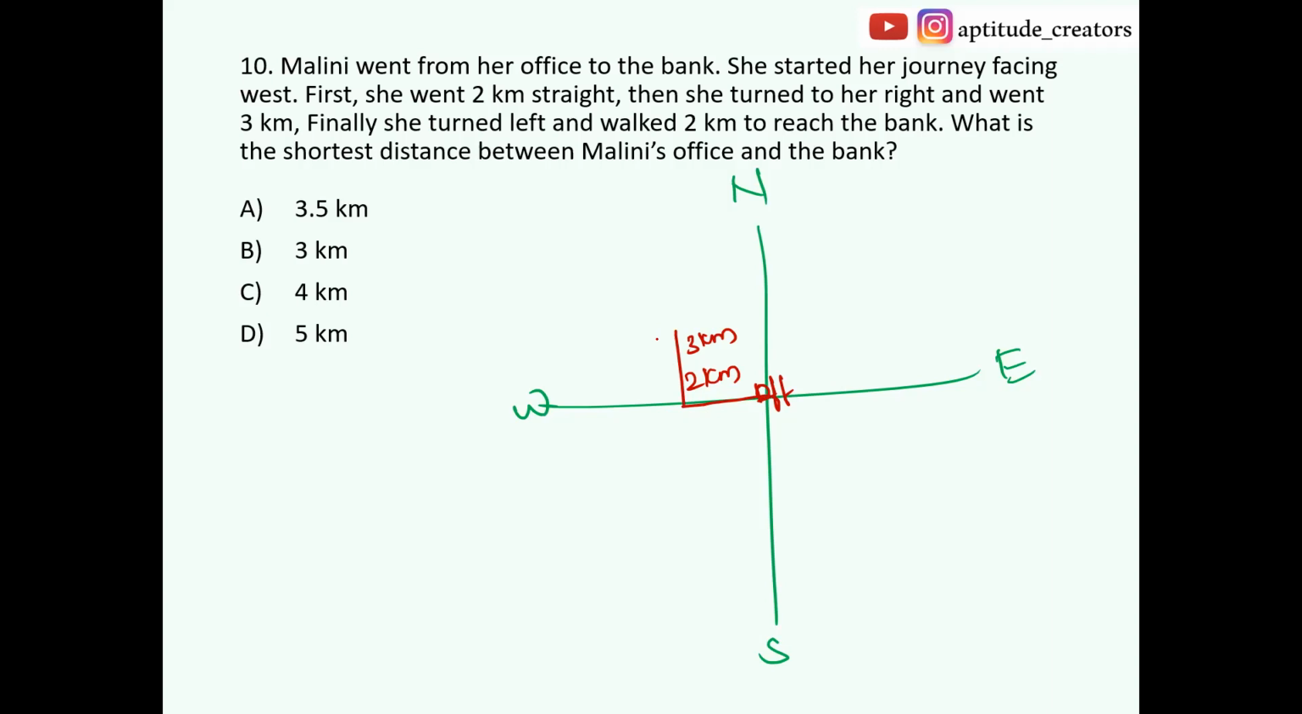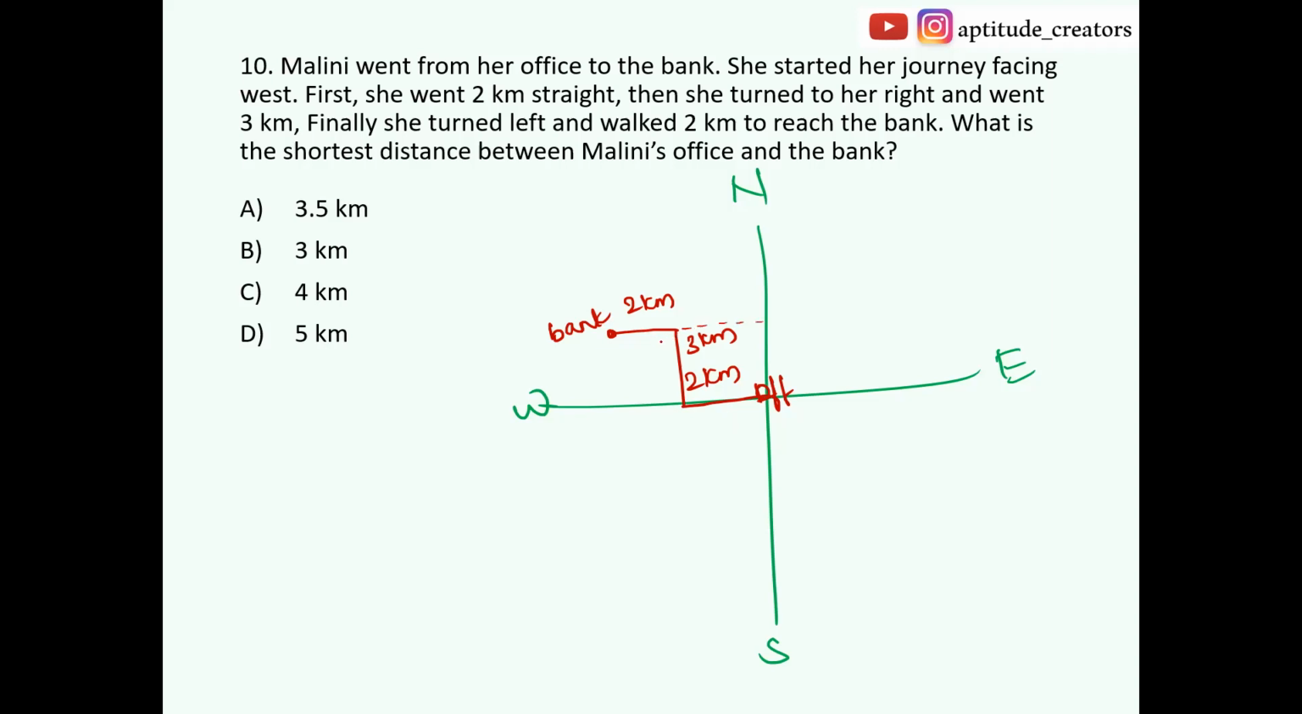Finally, she turned left and walked 2 kilometers to reach the bank. Yes, this is bank. Okay. Now, what is the question he's asking? What is the shortest distance between Malini's office and bank? How can we calculate? Here we can calculate like this.